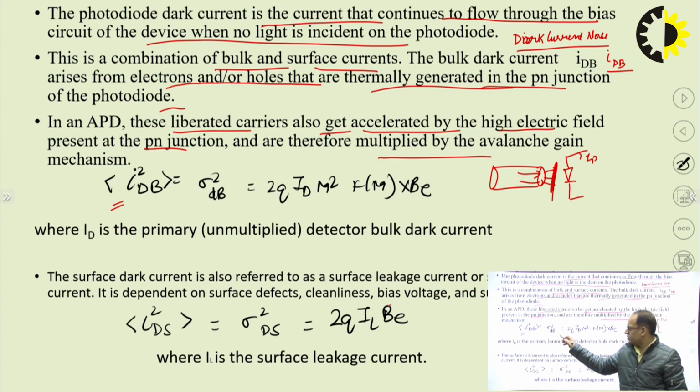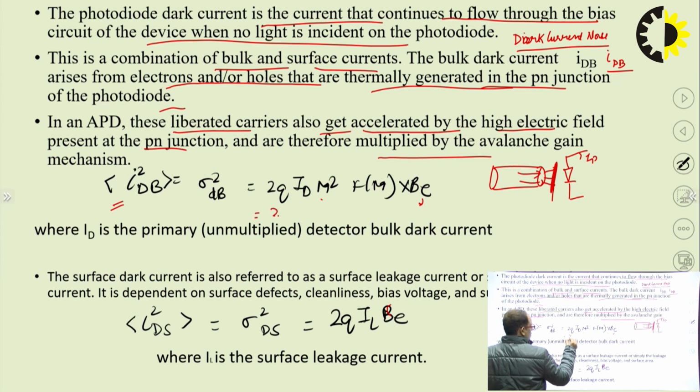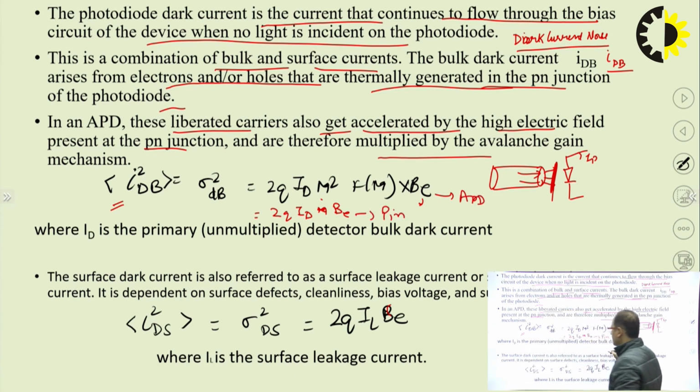So this dark current noise is generally given as 2q multiplied by Q into ID into M squared into FM into B, where B is the receiver bandwidth. Clear? When it is a PIN photodiode, it is 2 into q into ID into B. The first is the case of APD and this is the case of PIN. Clear?